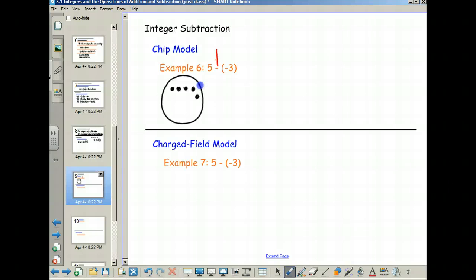This right here means take away, right? We've encountered that idea before. Subtracting means take away. So this could be read as though I have 5 and I need to take away negative 3. The problem is this picture doesn't have negative 3 in it. All it has are positives in it, right? So what we're going to do is add negative 3 to my picture.